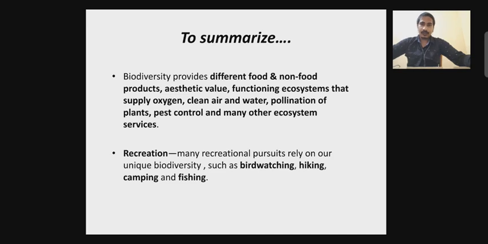So recreation, as we have seen in the earlier slides, is basically the sporting activities, like camping, hiking, fishing, etc.